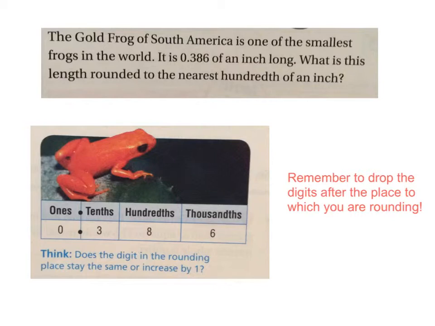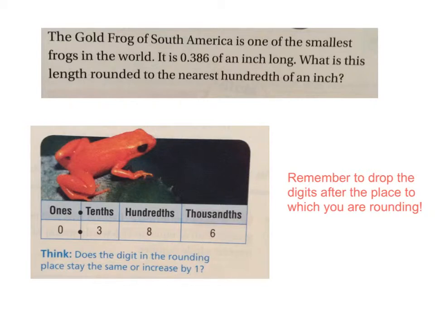An inch is about this big. Think about 386 thousandths of an inch. That's how small this gold frog is. It's really small, isn't it? The question is, what is its length rounded to the nearest hundredth of an inch?